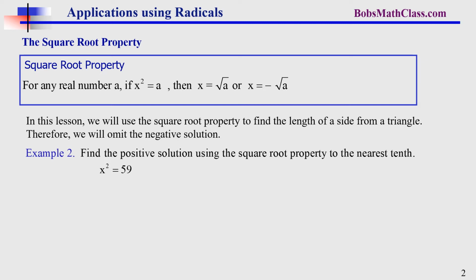Okay, so we're going to use this to talk about the Pythagorean theorem. And the Pythagorean theorem is an application used to find the length of a side of a triangle. So the negative is not going to give us any value here. So we're going to omit the negative solution. So that's just for this lesson, okay? It is a solution, the negative value is a solution, but we're not going to worry about it here.